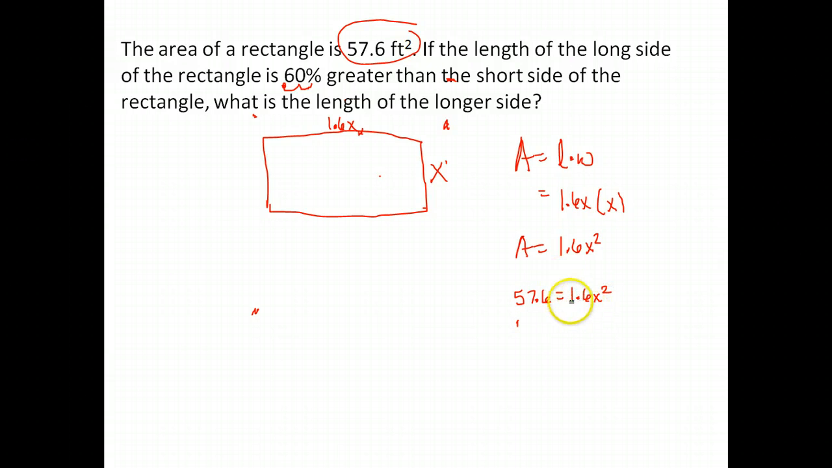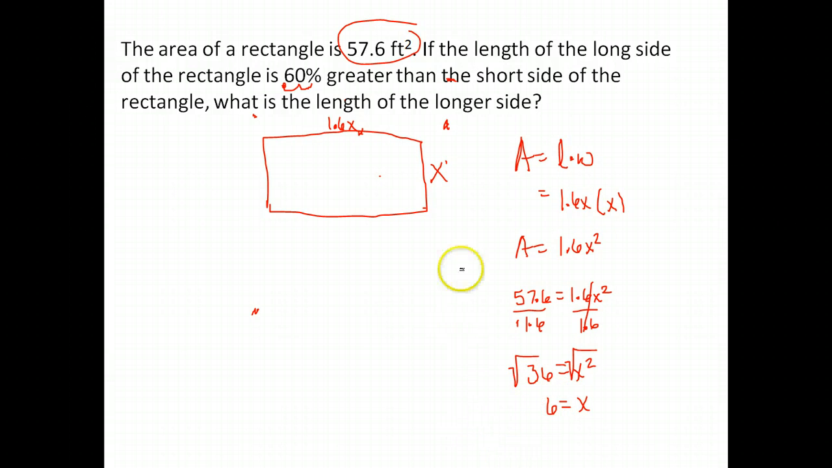We want to solve for x, so we would divide both sides by 1.6 to get our x by itself. That gives us 36. Now notice x is still not alone. It still has this little 2, which means squared. To undo a squared, you do the square root. So what is the square root of 36? What number times itself equals 36? Well, 6 does.